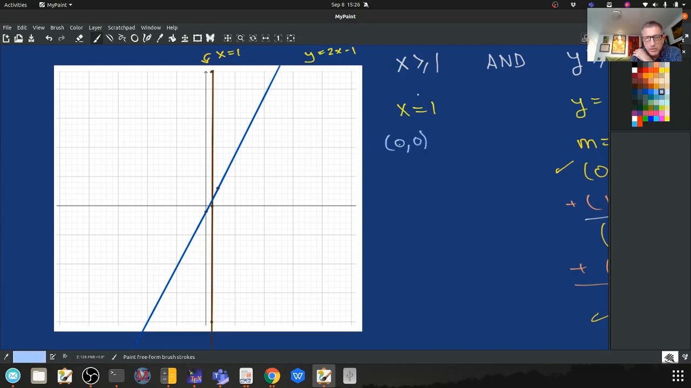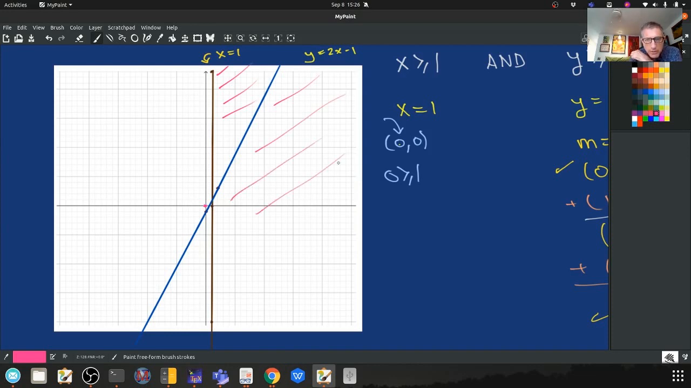So let's use the test point on my first inequality. Well, is 0 greater than or equal to 1? Notice there is no y in my first inequality. There's only my x value, so I just grab the x value. Is 0 greater than or equal to 1? No, it's not. So that means the side of the line that makes x greater than or equal to 1 true is not the left side, but the right side.